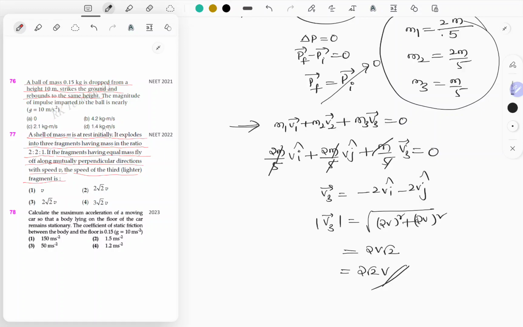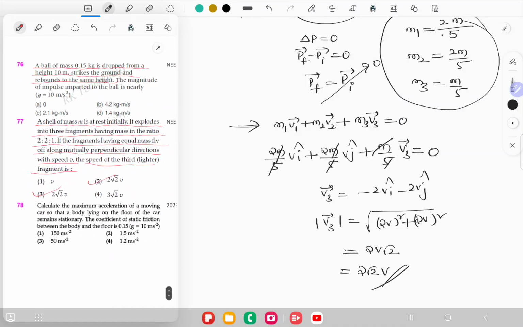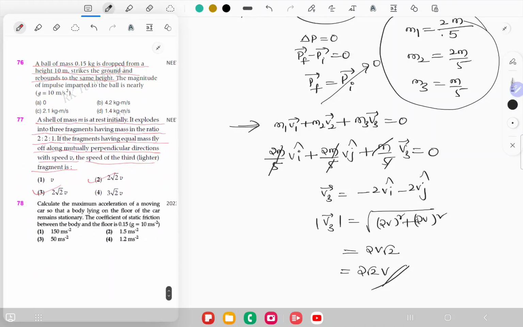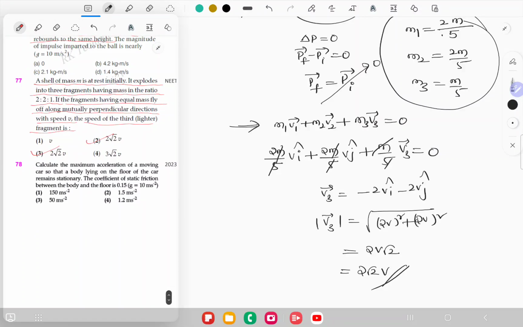Two options they have given are the same, so option 2 and option 3 are correct. One of the options is different actually. So in this PDF these two options they have given the same, so one of the options is going to be correct. 2 root 2 into v is the correct answer. Hope you understood.